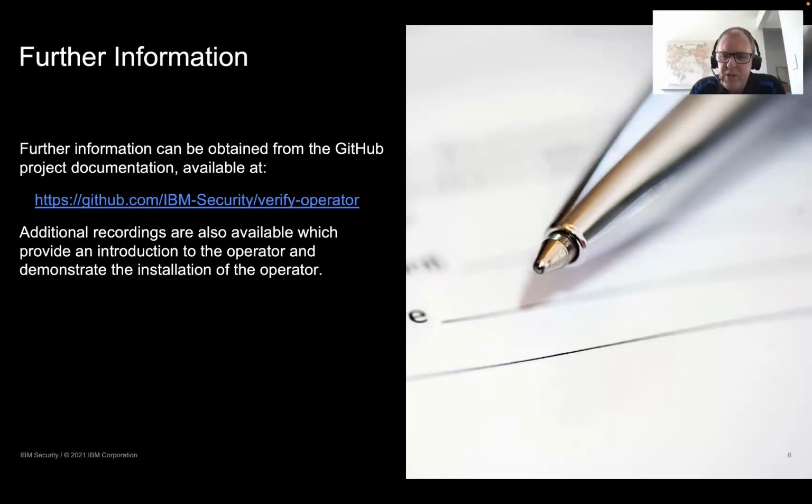So if you need further information about anything which I've spoken about, or you want to find out just further information about the IBM Security Verify operator, you can go to our project documentation. It's available in GitHub, and you can see a URL for that here. Alternatively, there are some additional recordings which are available. One recording gives an introduction to the operator and talks about the operator itself, and the other one demonstrates the installation of the operator. So this particular video that you're watching at the moment assumes that the operator has already been installed in your environment, and it's taken from the developer's perspective, how do I protect my application now that the Verify operator has been installed?